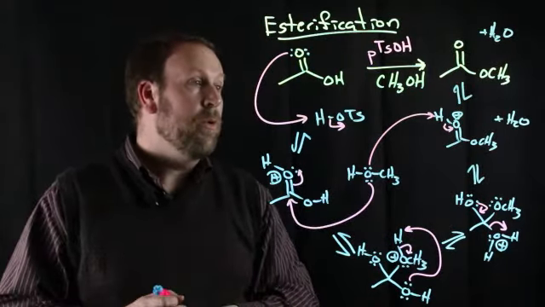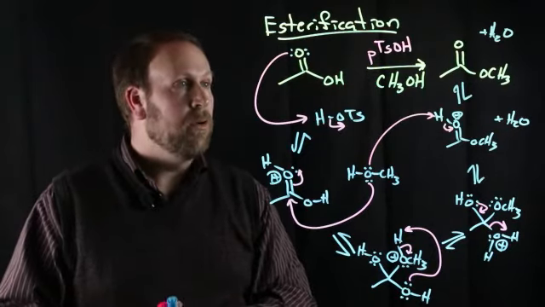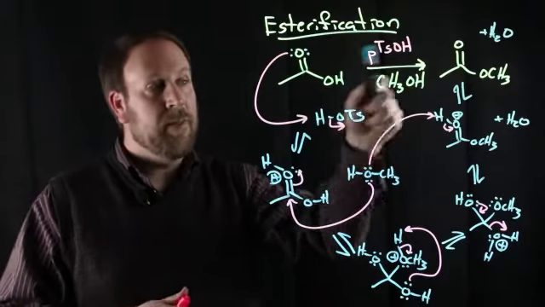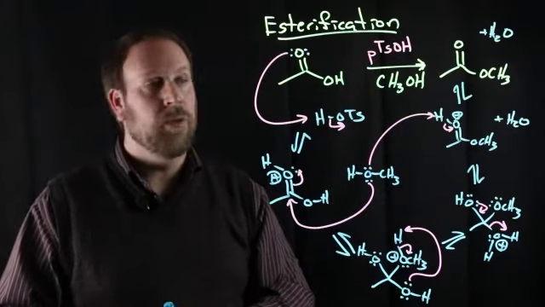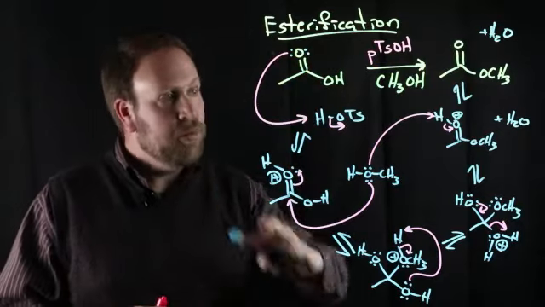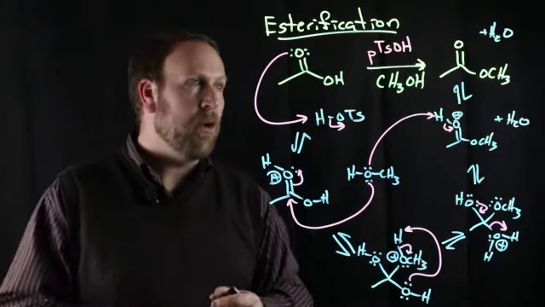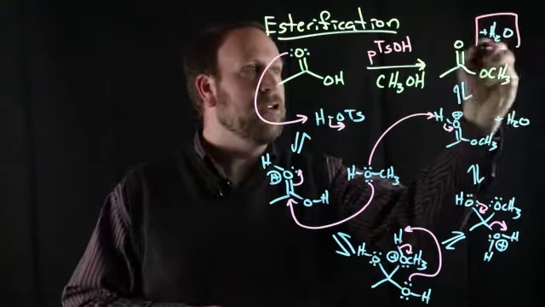Now in this case, we have to worry about what's going to happen to the position of the equilibrium as well. So we're using an excess of methanol. This is one way that we can drive the equilibrium. We increase the concentration of one of our starting materials, and that kind of pushes the equilibrium to the other side. The other thing that we can do is we can try to remove the water out of our reaction.